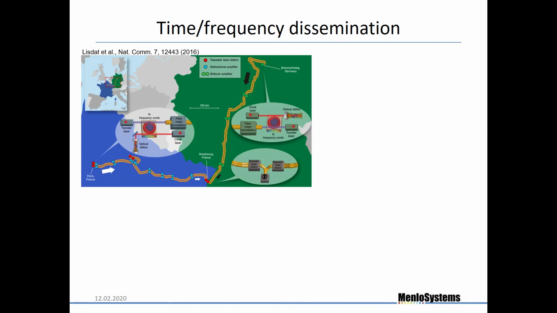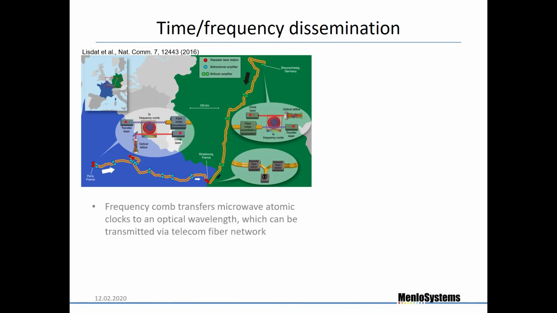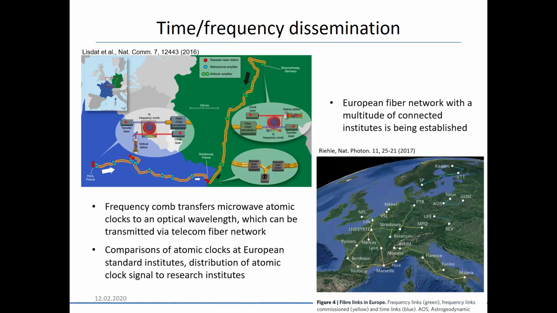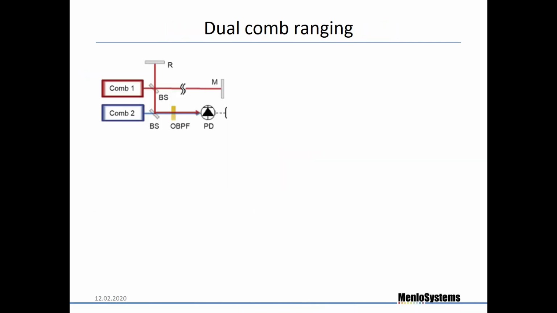And you can link the two over a telecom network, and so they can synchronize their clocks, they can compare them. And nowadays there are a whole lot of institutes all over Europe which get connected via telecom fiber in order to establish a common standard and compare their atomic clocks.